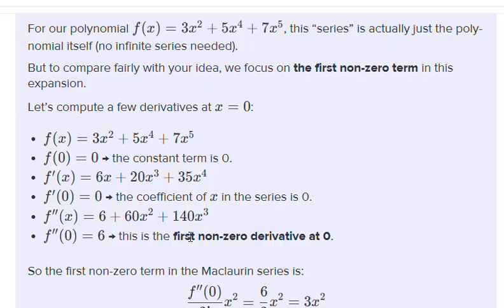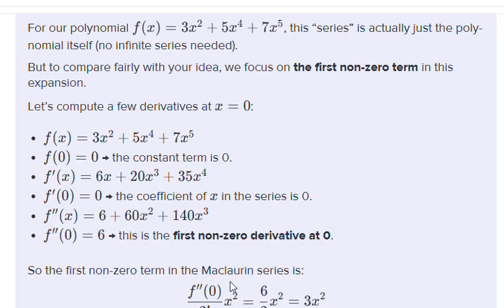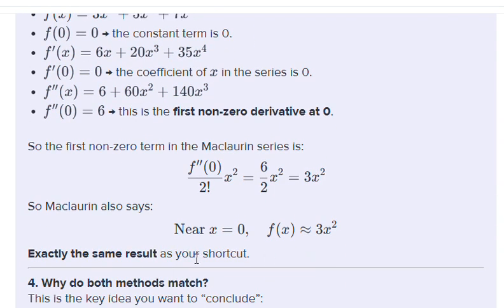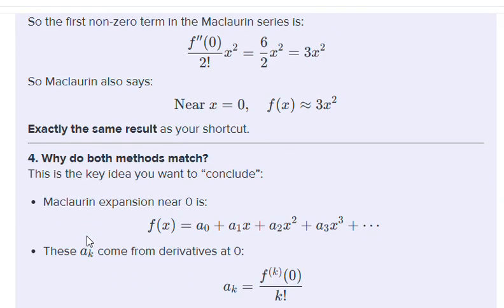As I told you, the first non-zero derivative, f double dash of 0 divided by 2 factorial, into x square, that is 6 into x square divided by 2, is equal to 3x square. This is exactly the same result as the shortcut method. Therefore, both methods give the same result. The Maclaurin series explains the expansion near 0. Whenever there is an x square term and so on, the first non-zero lowest degree term is going to come. If a1 is 0, next you can go to the following term.